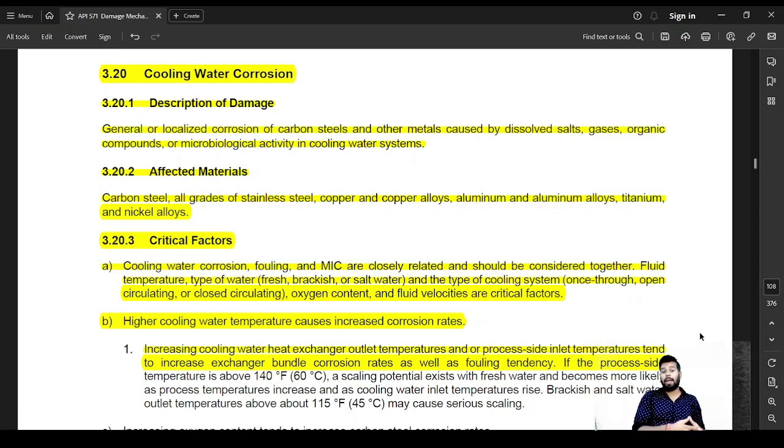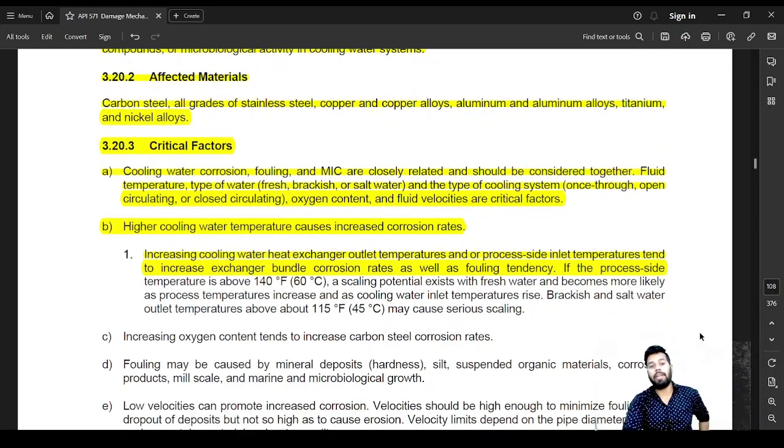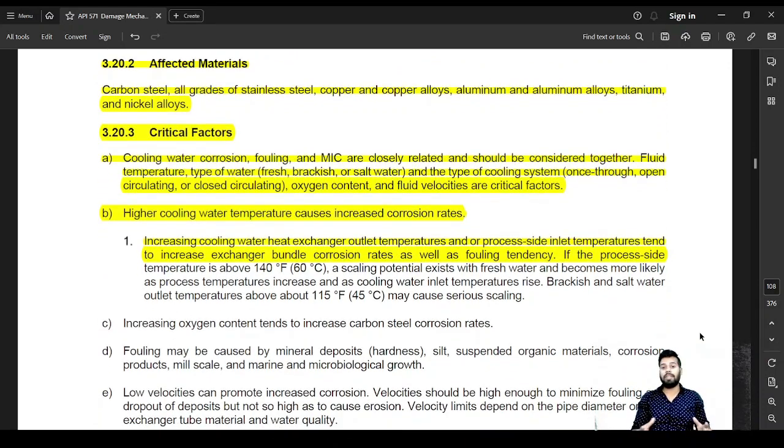So description of the damage: general or localized corrosion of carbon steels and other metals caused by dissolved salts, gases, organic compounds or microbiological activity in cooling water systems. Affected material: carbon steel, all grades of stainless steel, copper alloys, aluminium alloys, titanium and nickel alloys.